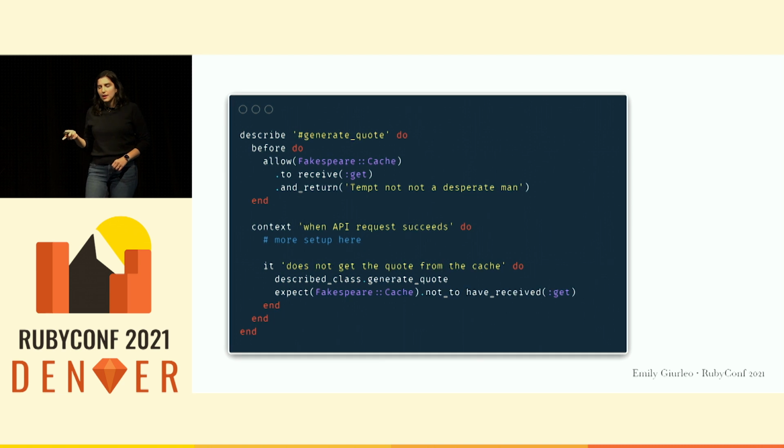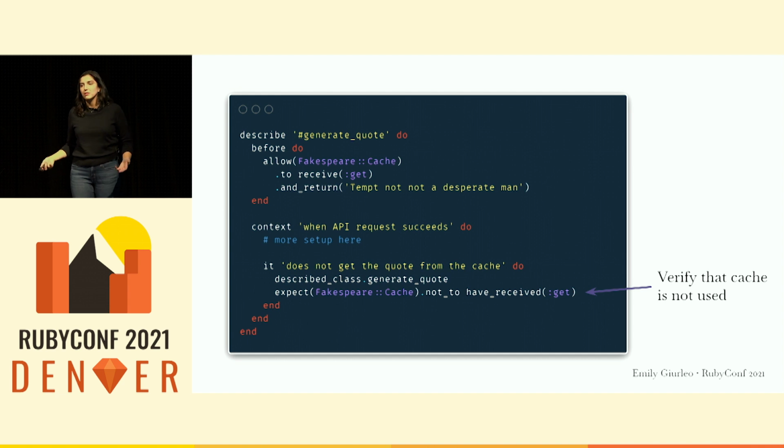On the flip side, we might also want to test that the gem doesn't use the cache in the case where we don't expect it to. And so we can use RSpec's not_to method, as in when the Shakespeare API succeeds, we expect the cache not to have received a certain method because there's no reason for the gem to have used the cache in that case.